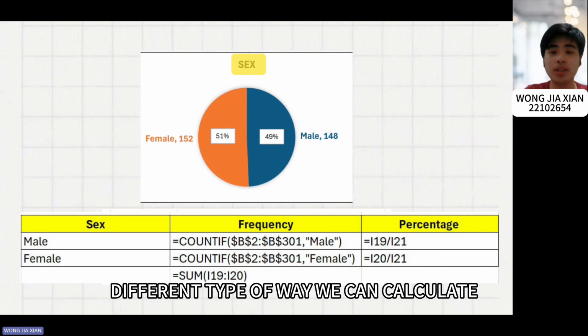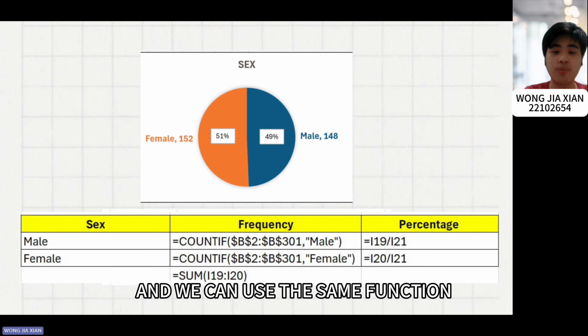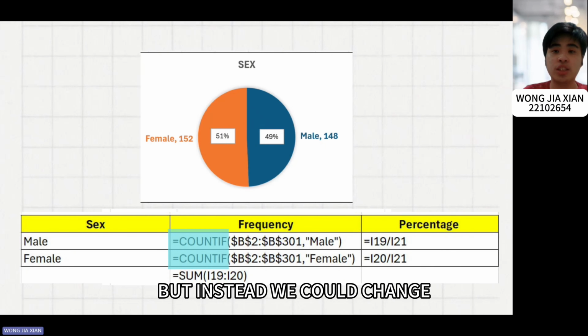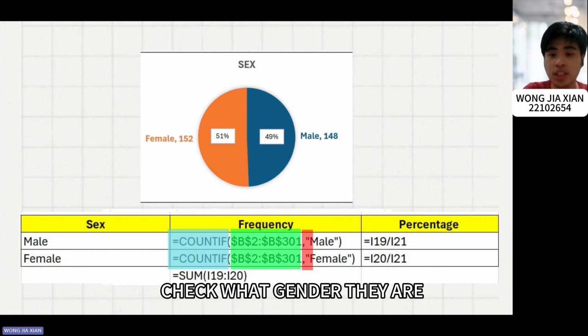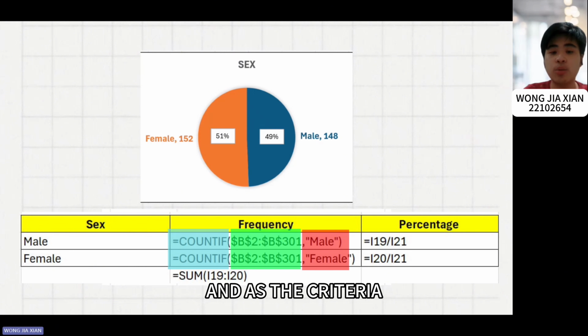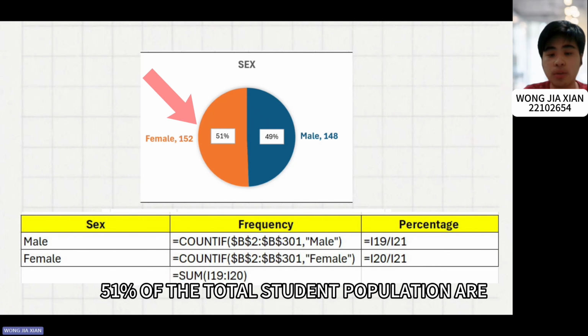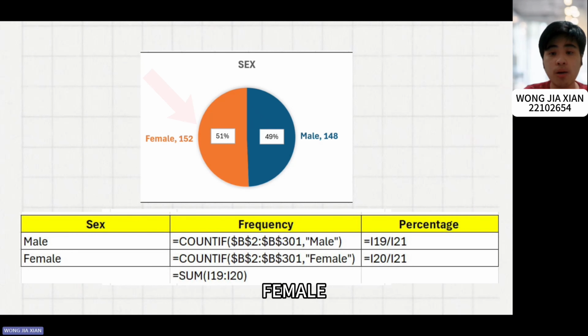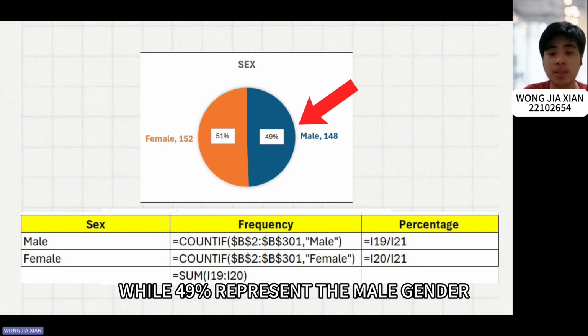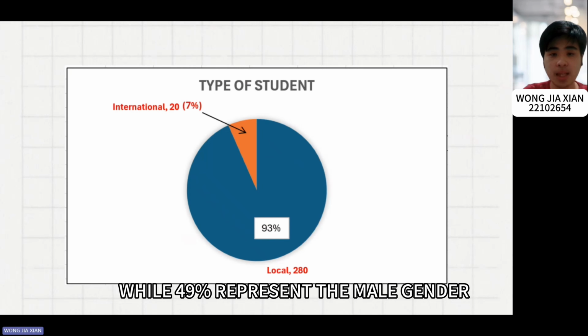Moving on to the same set of data, but a different way we can calculate. We can look at sex, and we can use the same function, but change the range to check what gender they are, and the criteria set to male and female. We can see 51% of the total student population are female, while 49% represents the male gender.